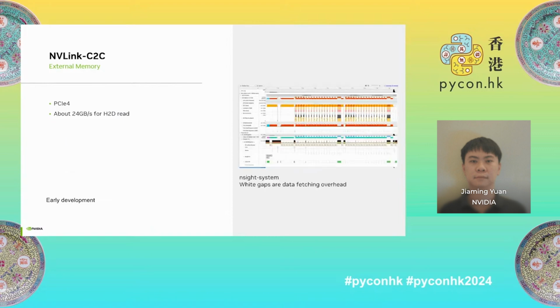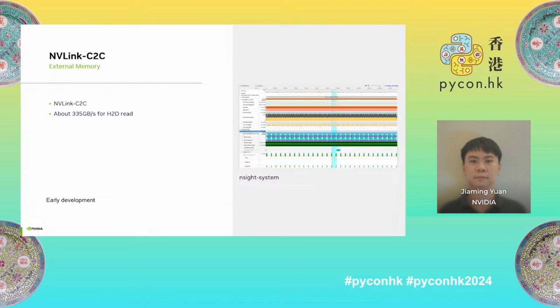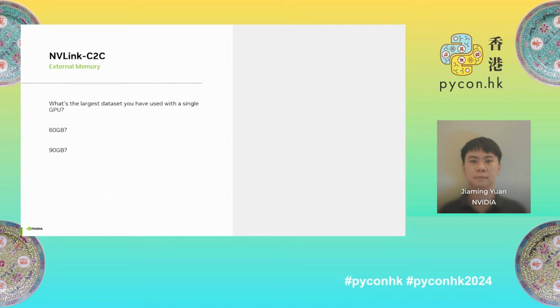So here is a comparison. I'm not sure if you can see the profiling so clearly. This is PCIe. It takes much more time to transfer the data than to process it. This is the NVLink version. As you can see, the speed is much faster, the overhead for data transfer is much lower, and you don't see any wide gaps between computations. Right, so that is the good thing.